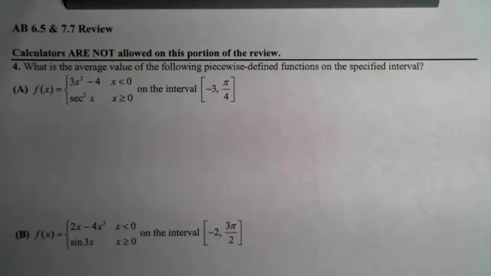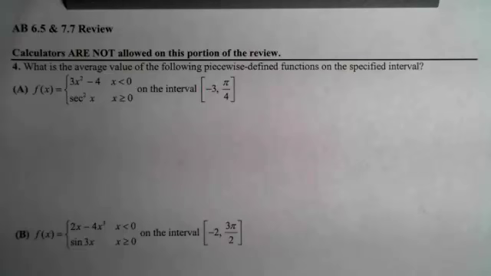This is a 6.5 and 7.7 review. Calculators are not allowed, and we're looking at number 4. In all of these problems, A, B, and C, we are finding the average value of a piecewise function on an interval that spans the joint.